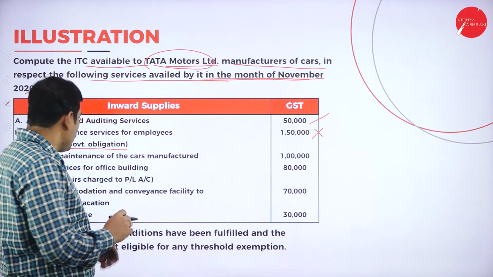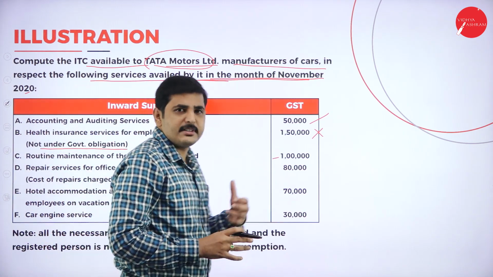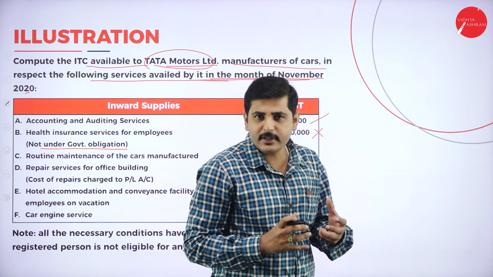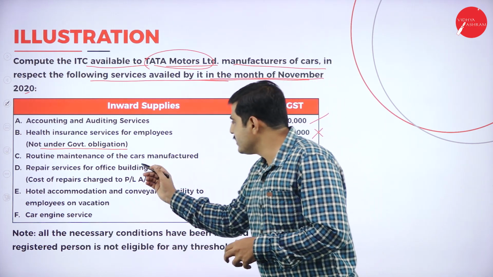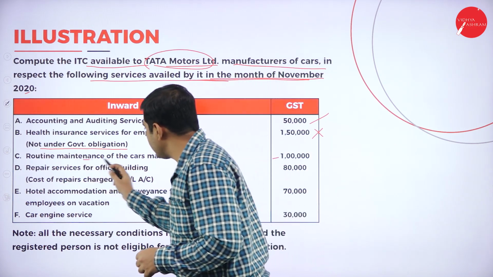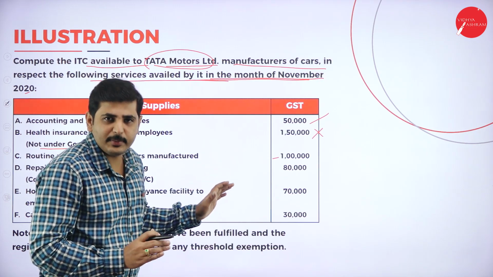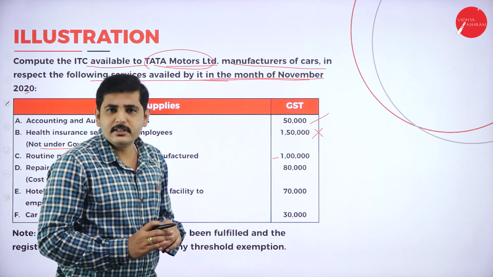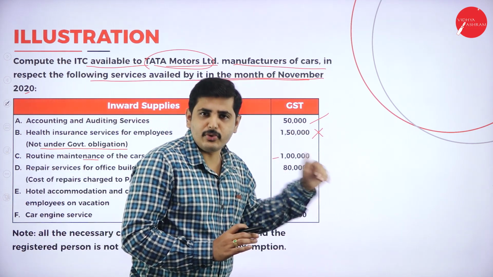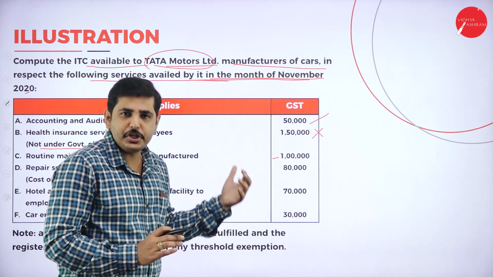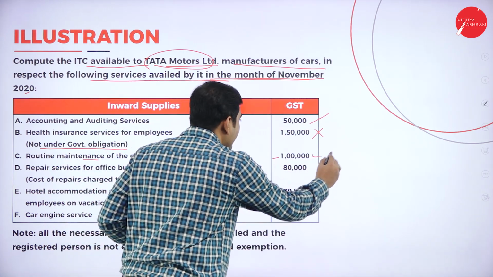Next point, routine maintenance of cars manufactured. See, it is business purpose. For business purpose, they have to produce the car, sell the car, and maintain the car. So in case of business purpose, any charges applied for the production of goods or maintenance of machinery, for that ITC is available.